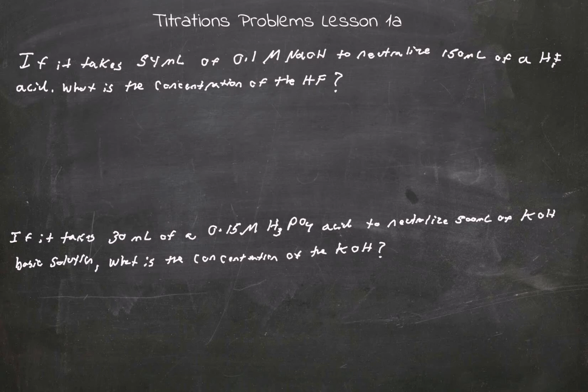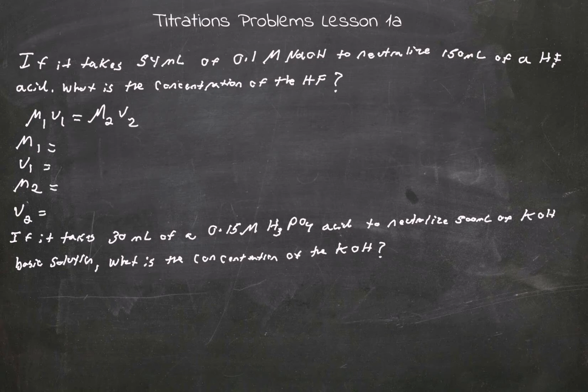All right, so let's look at the equation first for titration: M1 V1 equals M2 V2. We're going to need to know what each one of these means, so we're going to go ahead and do that real quickly and identify everything.